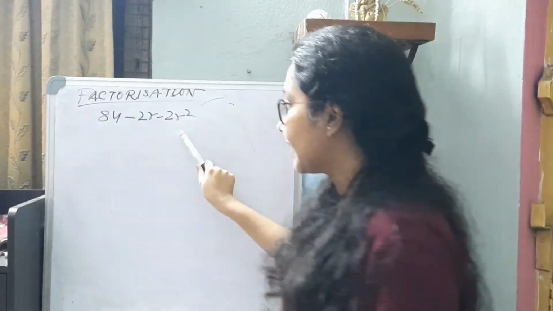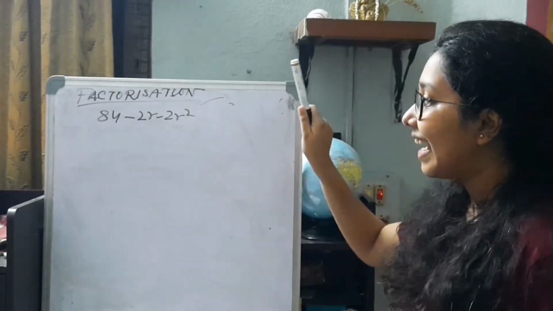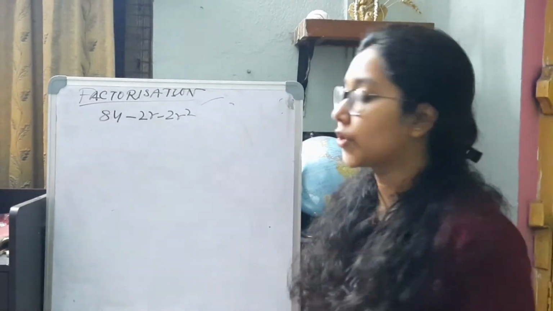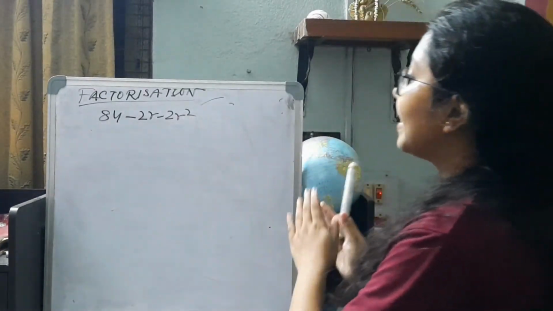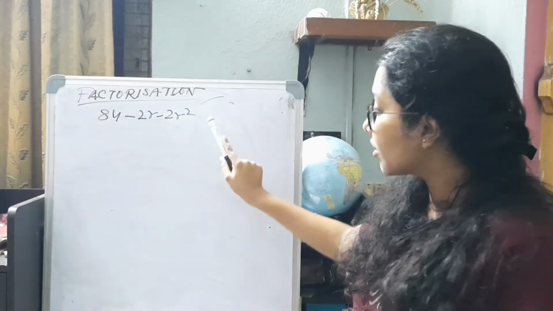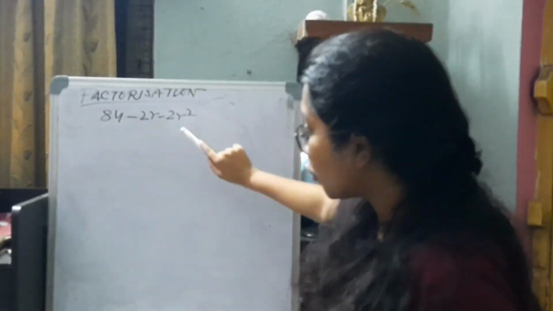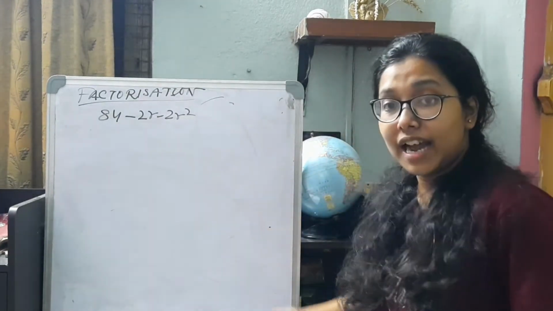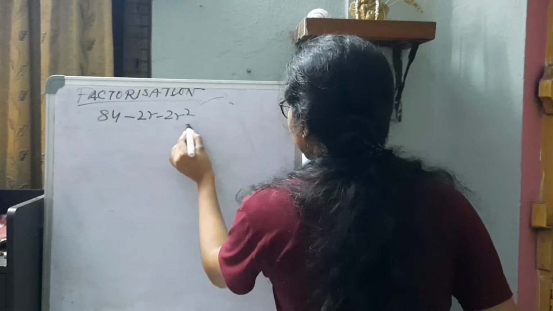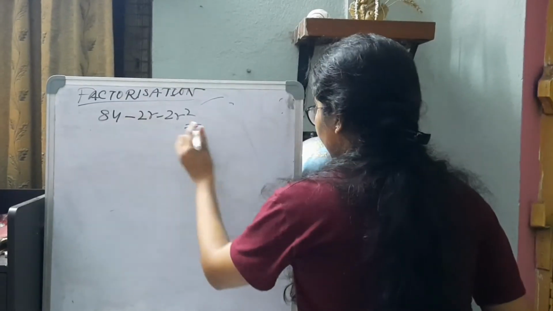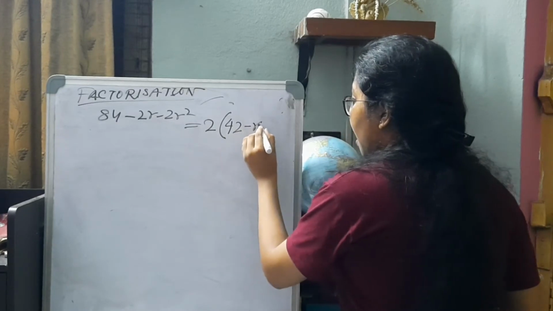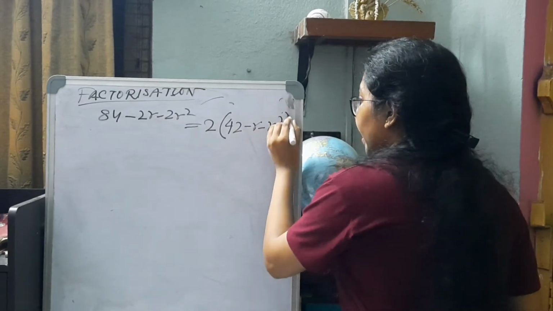Now as you can see, the next question is 84 minus 2r minus 2r square. Now if you can take a common, because taking a common is also a part of factorization, you should obviously do that so that solving the question becomes easier. So I can see that I can take 2 common from all three of them. So this is 2 into 42 minus r minus r square.